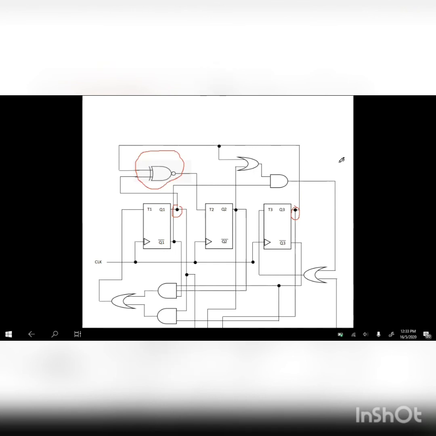Guys, I hope you understand what I've taught you today. Do more exercises so you can get familiar with how to build the circuit. Thank you.